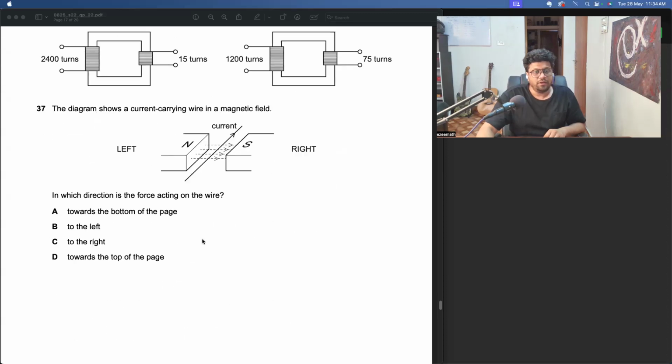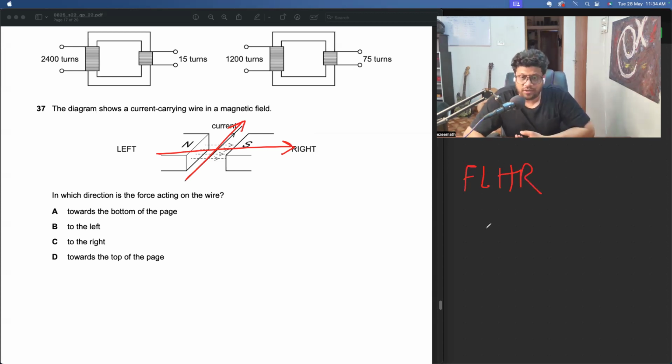Okay. Now let's look at question number 37. You have a magnetic field which is pointing towards the right. You have current which is moving into the page, and you're supposed to find out the direction of the force. Well, for this you're going to use the left hand rule. Fleming's left hand rule is going to help here.